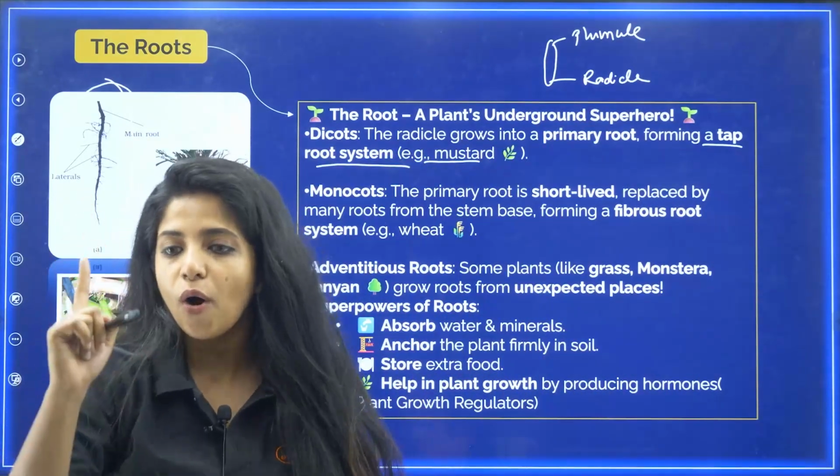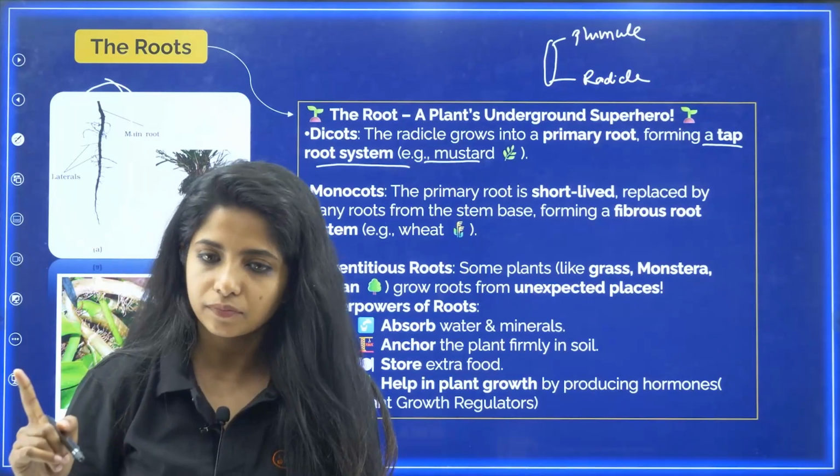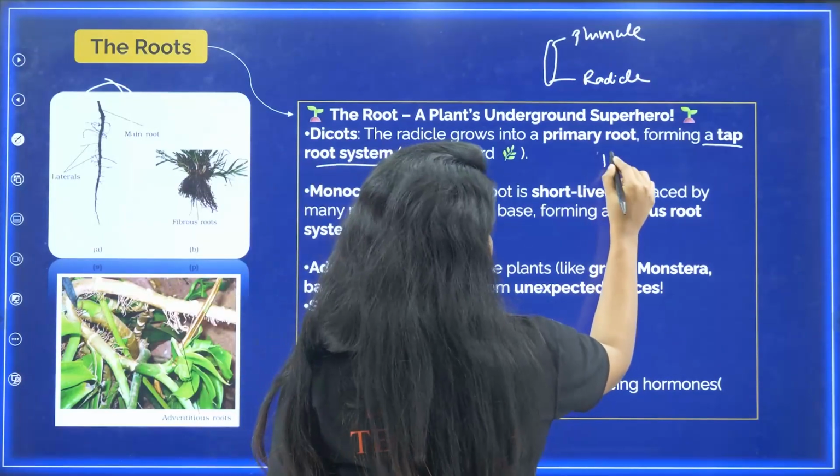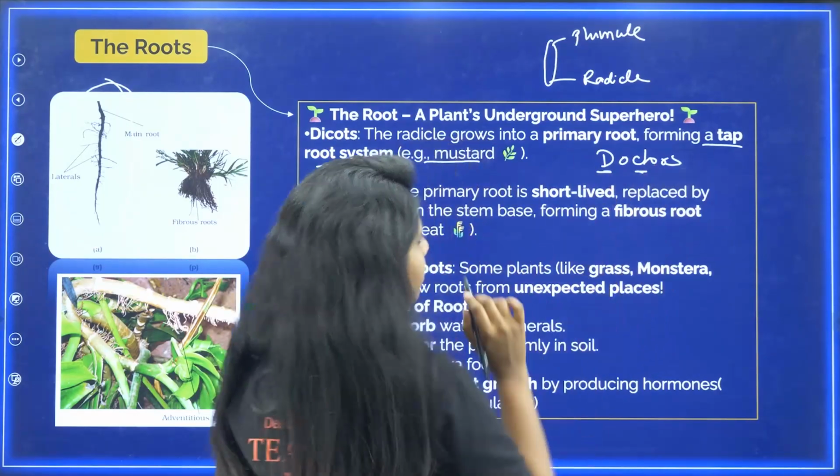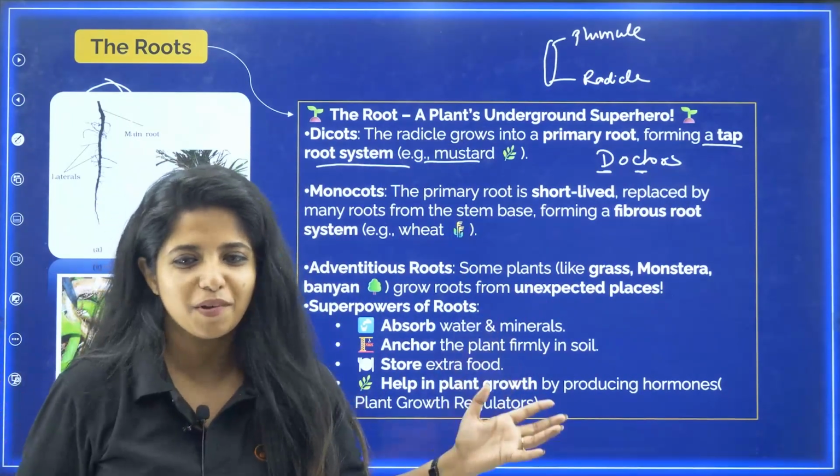So dicots always have what? Taproot system. So how do I remember it? I don't know if it will be helpful. Doctors. So D for dicots and T for taproot. Doctors. Somehow you remember it that way.